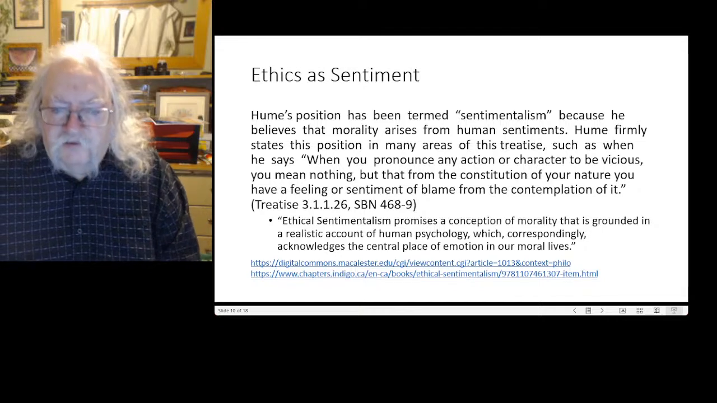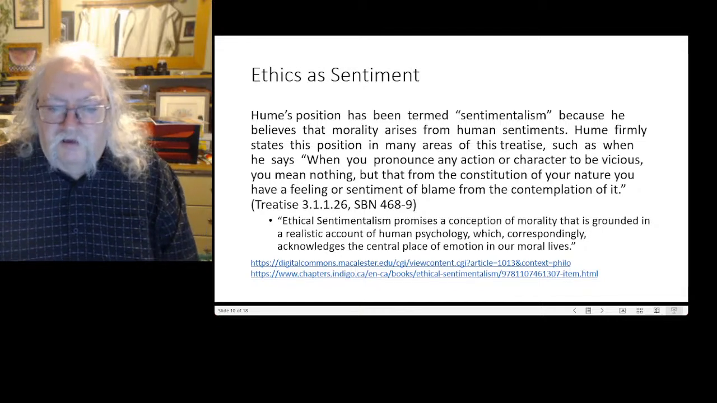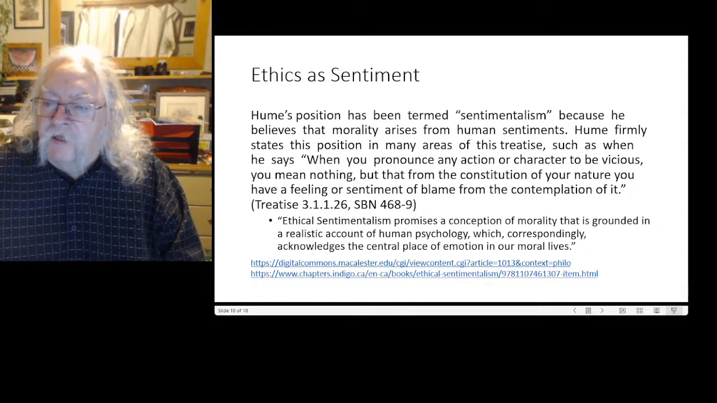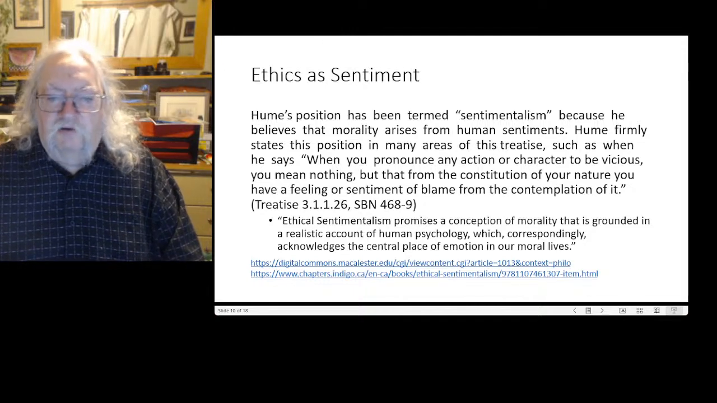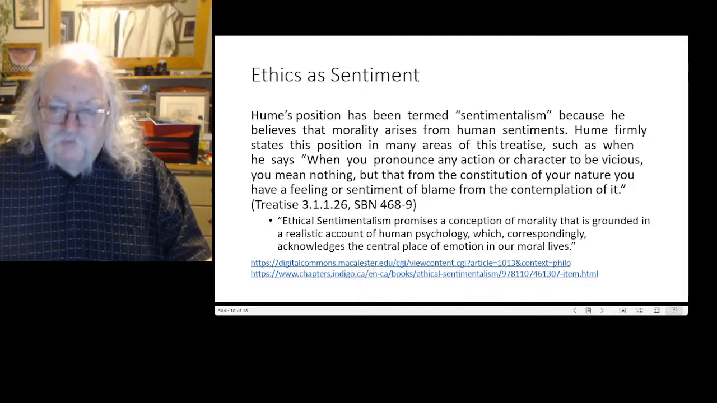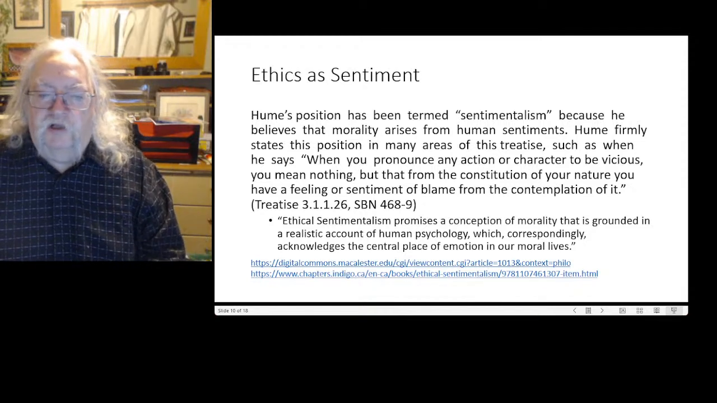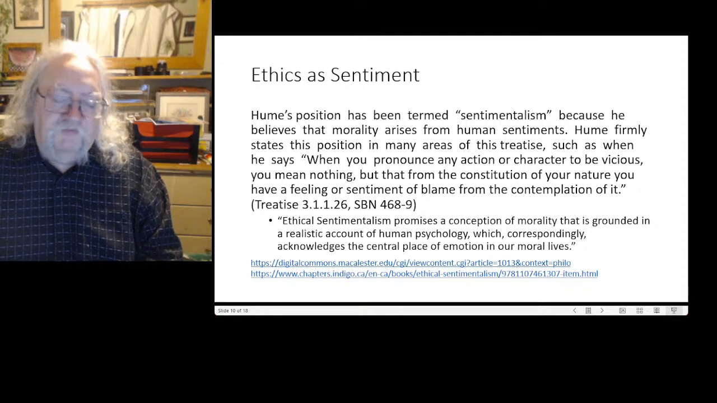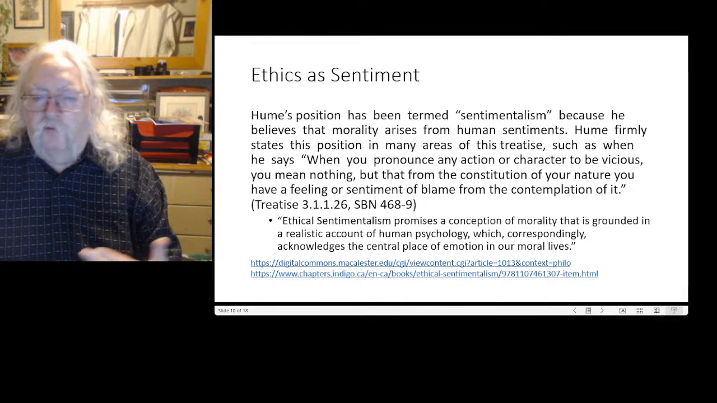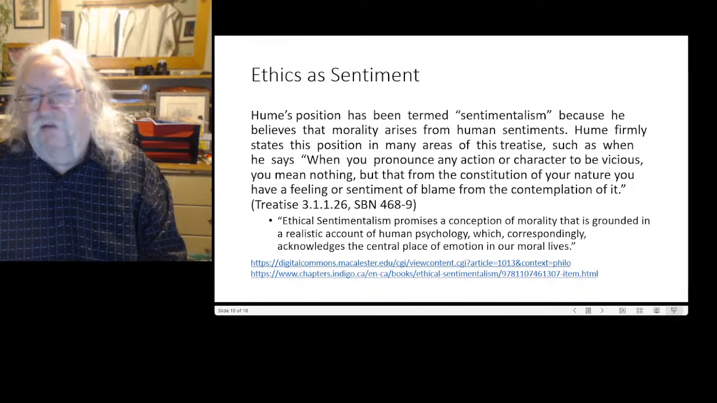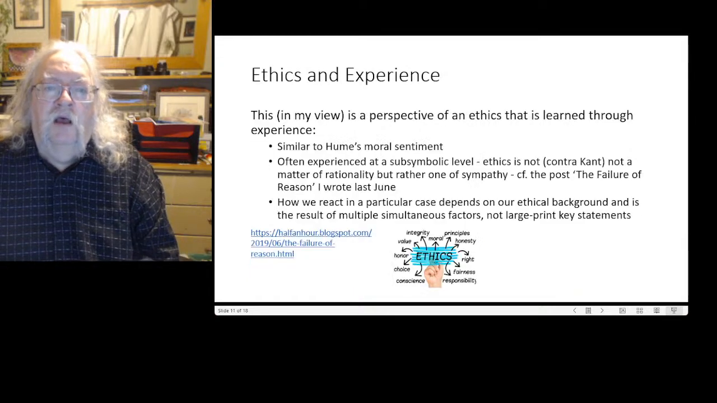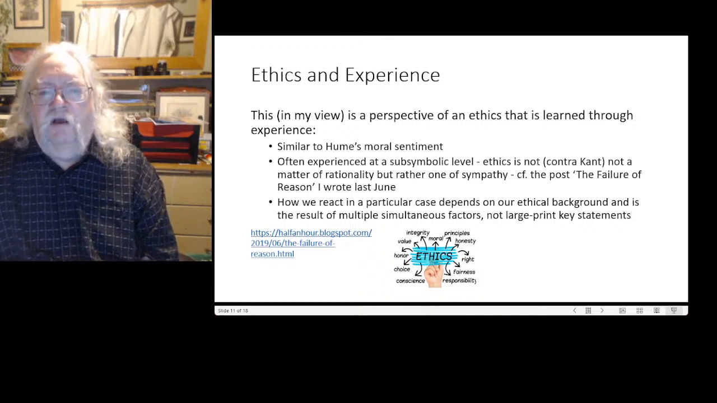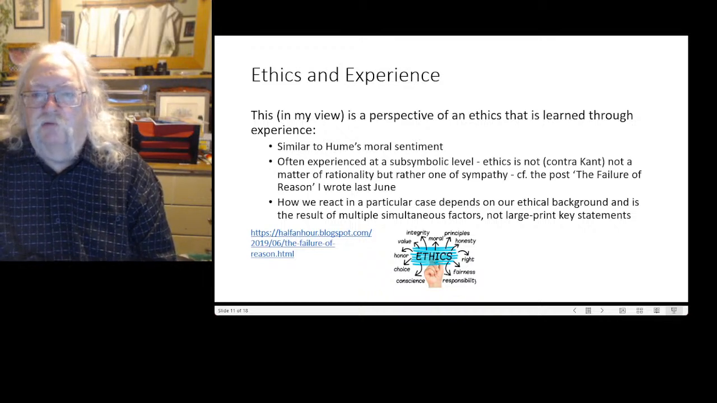Ethical sentimentalism. Try that again. Ethical sentimentalism promises a conception of morality that is grounded in a realist account of human psychology. That's the explanation part, which correspondingly acknowledges the central place of emotion in our moral lives. Or, as Hume would say, reason is and always must be a slave of the passions. So, this leads to something like what my perspective on an ethics would be.